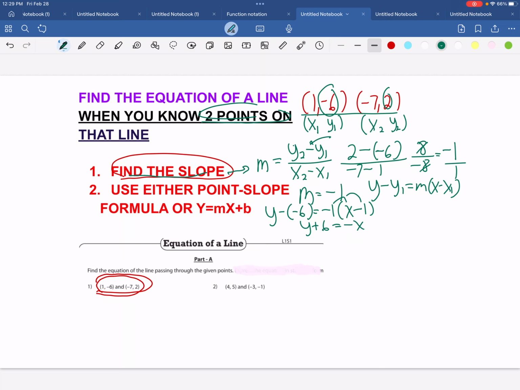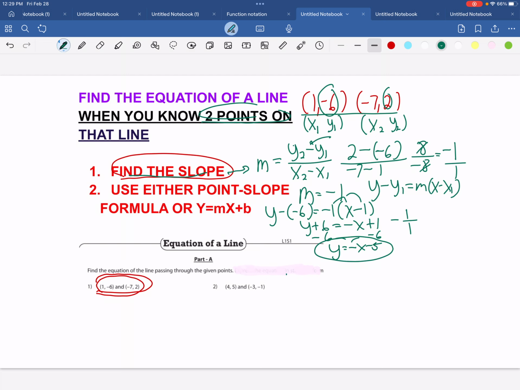Negative 1 times this minus 1 is a plus 1. Almost there. Subtract the 6 from both sides. You have y is equal to negative x minus 5. See the slope there? If you see negative x, remember that slope is a negative 1 over 1. Okay, so that would be the equation for that.